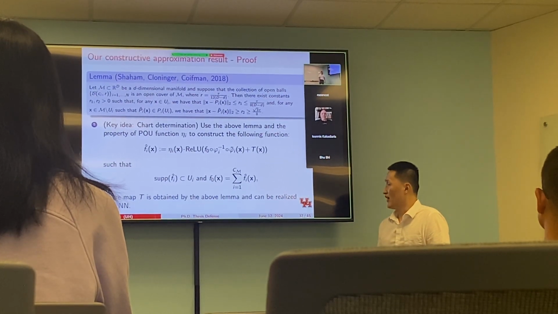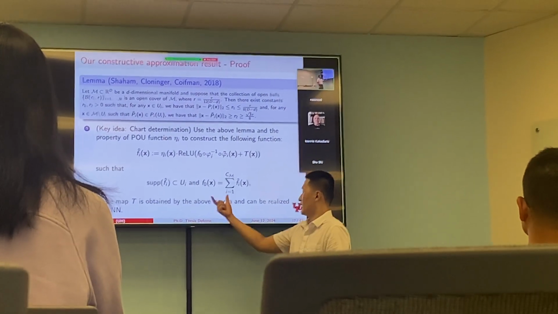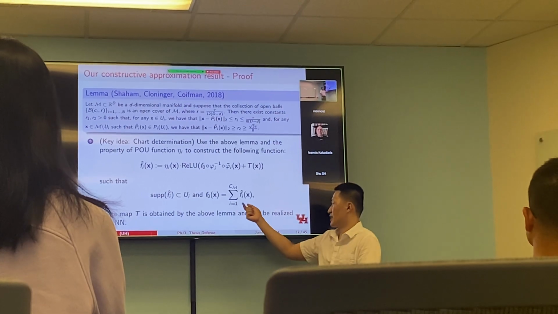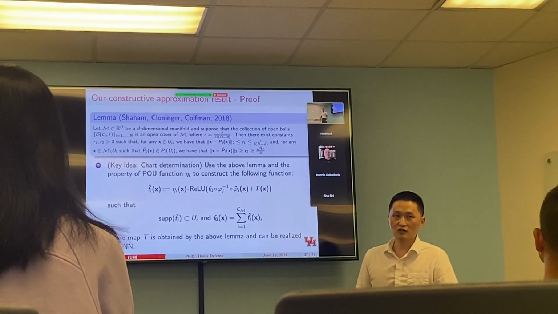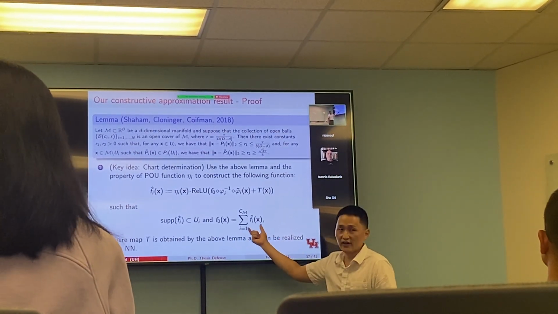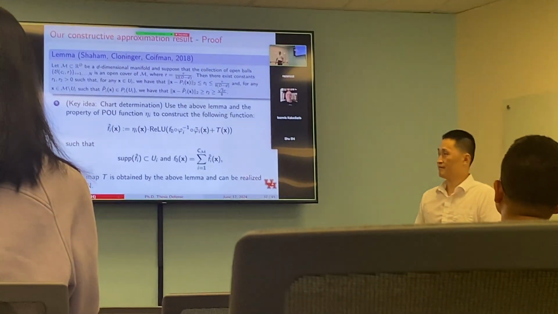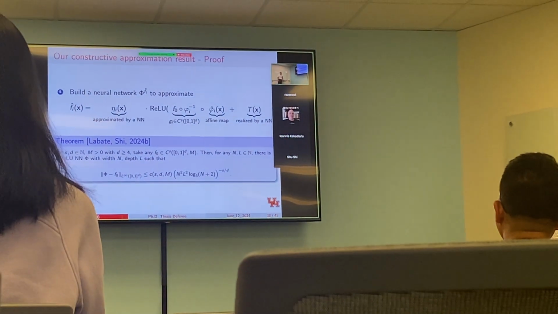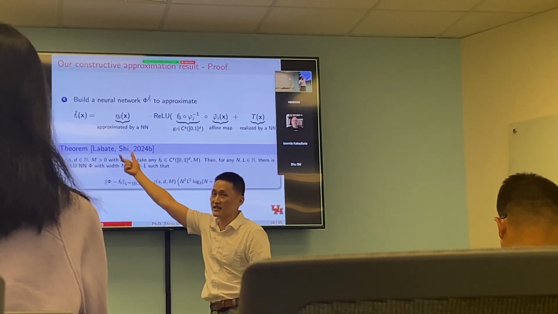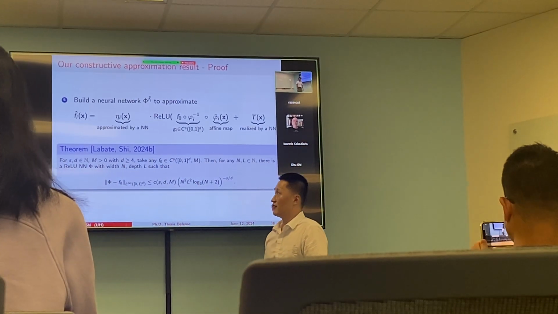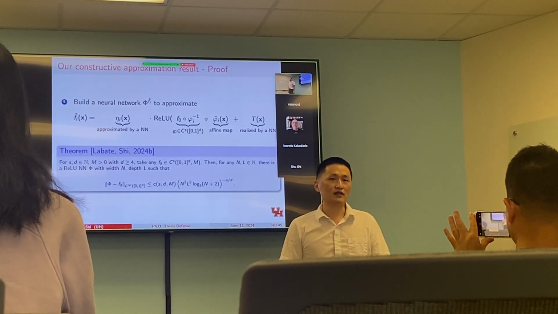This new function f_i hat has the following properties. For example, f naught of x equals the summation of f_i hat of x. So we solve this problem. We construct a new function, and we can express this target function f naught. Now our next task is to construct a neural network to approximate this f_i hat of x. There are four parts, and you can see each part can be approximated by a neural network.